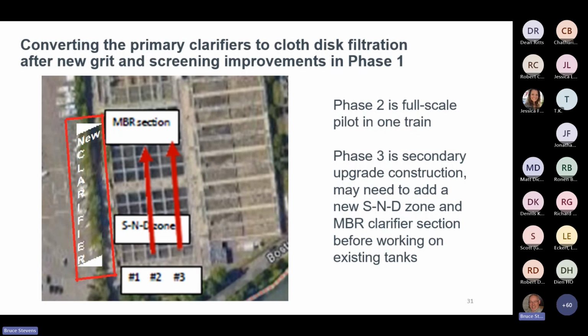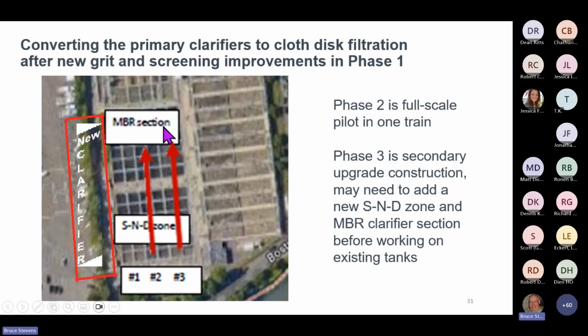One thing that they're going to do, like I said up front, in the existing tankage above us, is convert the primaries to cloth disc filtration, with new grit screening improvements in phase 1. They're going to do a full-scale pilot in phase 2 at this facility. So one of these process trains is going to get retrofitted in 2025 or 2026 when they get to doing that, to prove out the MABR concept.